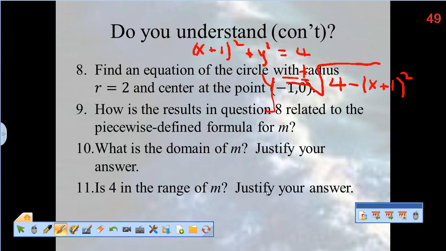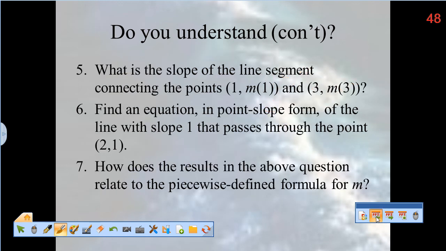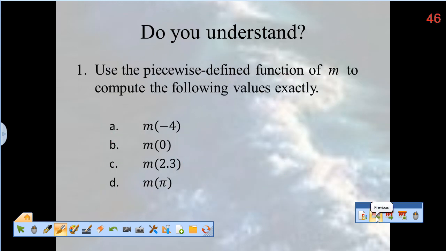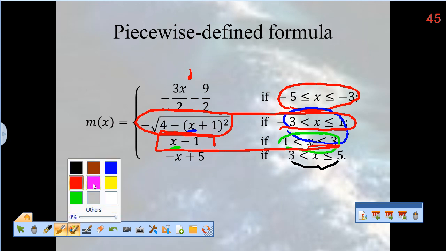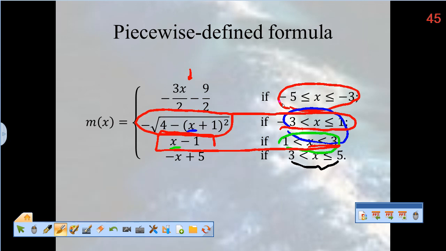What is the domain of M? Justify your answer. Okay, well, let's go back. M is the whole function. Well, where does M start? It starts at negative 5 and goes up to 5. That is your domain.